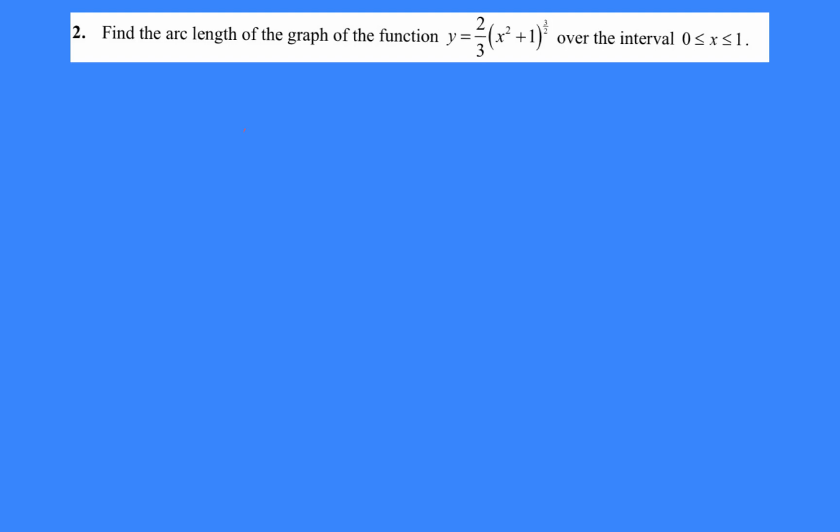Now it says find the arc length of the graph of the function y of x equals 2/3 times (x squared plus 1) raised to 3/2. I don't have to represent the function to calculate the arc length on the interval between 0 and 1. I suppose that between 0 and 1 there exists a function, that is this function.